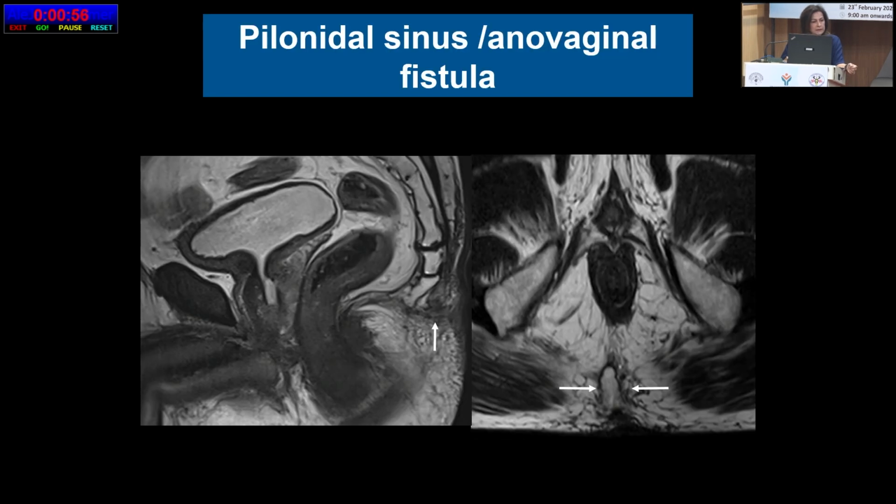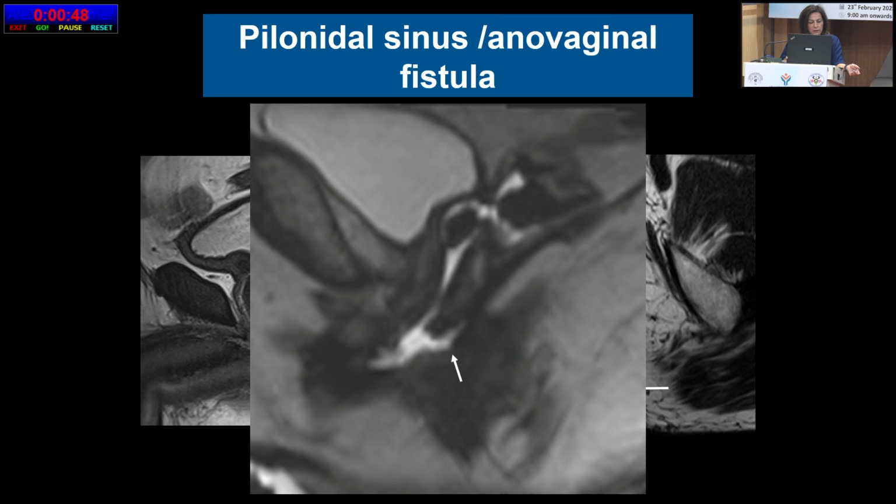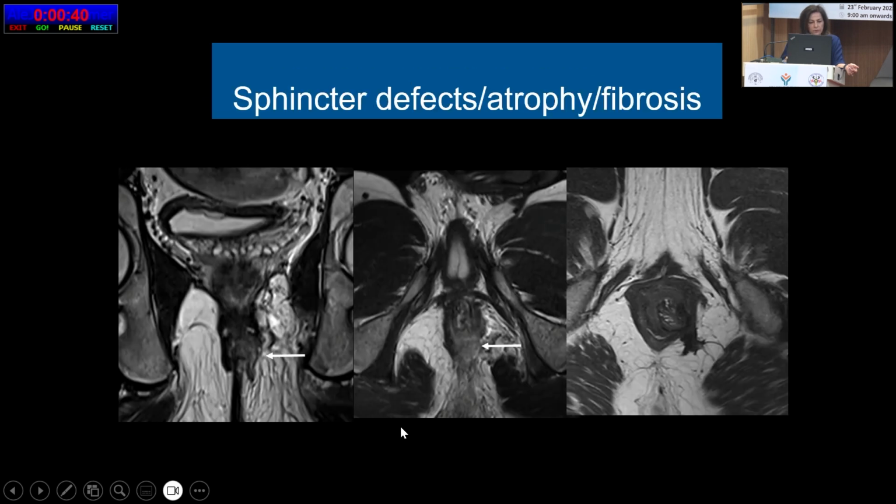Pilonidal sinuses, any complications associated with it, are they communicating with the anal canal? Is there associated osteomyelitis? These are very well picked up on MR. Fistulas also, this is a case of anovaginal fistula. Here we've given vaginal gel, and you can see this fistulous communication very well.